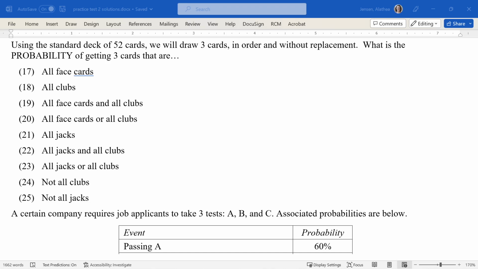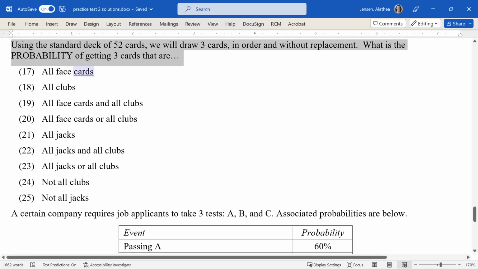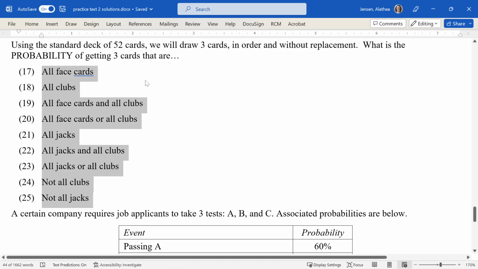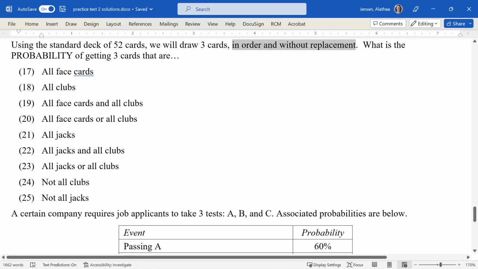Hello everyone. In this video, I'm going to go over the second half of the practice test 2 questions. So for this section, using the standard deck of 52 cards, we will draw 3 cards in order and without replacement. What is the probability of getting 3 cards? And then we have all these different properties that they could have. Okay, so we are drawing in order without replacement.